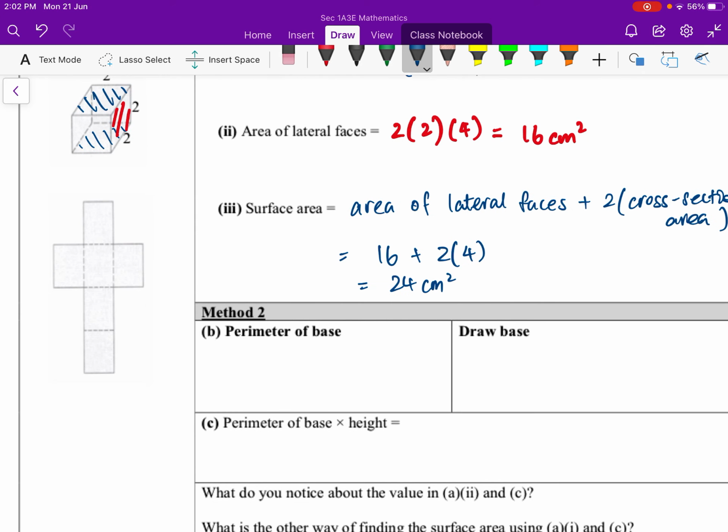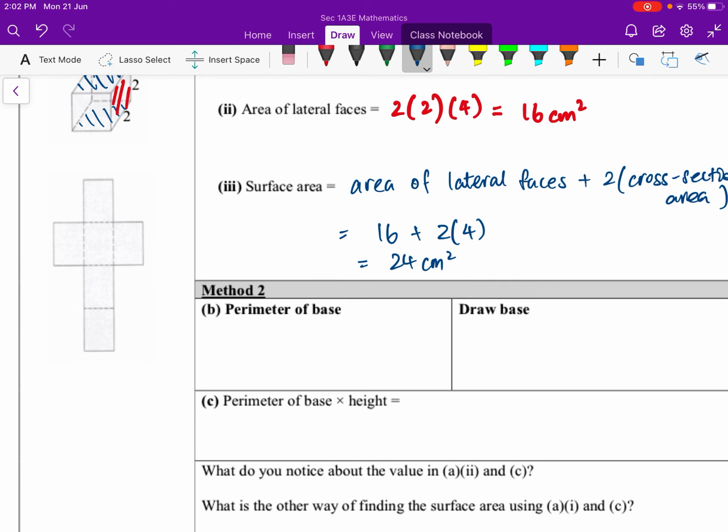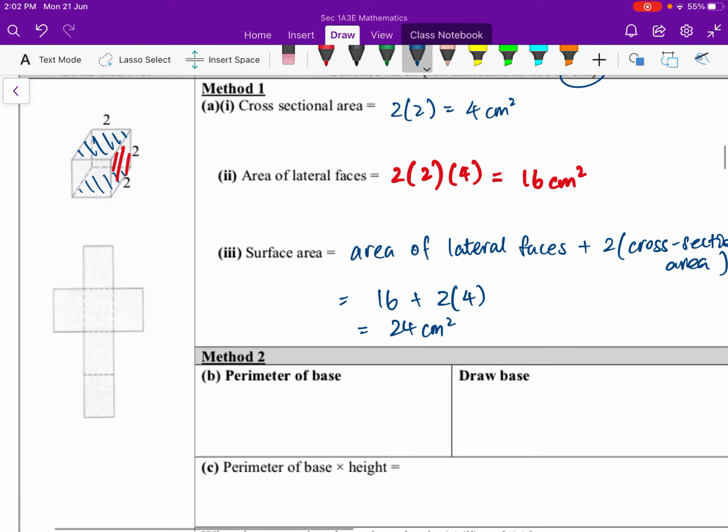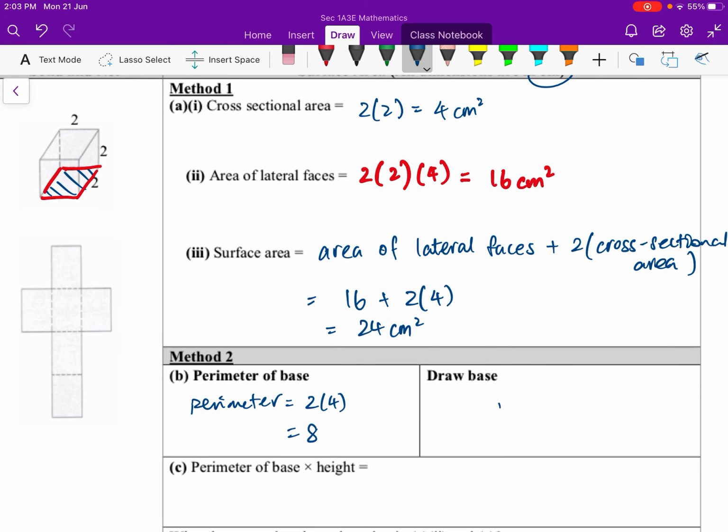The second method is by calculating the perimeter of the base. So let's start with the same diagram. I'm going to use the same base as the cross-sectional area, but this time we are going to find the perimeter. I'm going to outline the perimeter in red. Now this perimeter is 2 plus 2 plus 2 plus 2, which is 2 times 4, and we get 8. What does the base look like? It's just 2, 2, 2, and 2. It's a square.